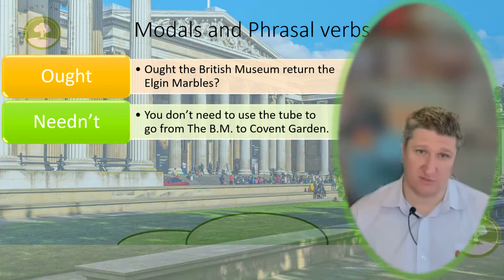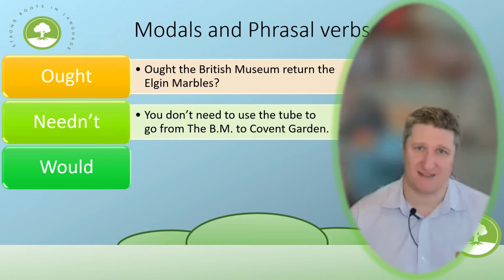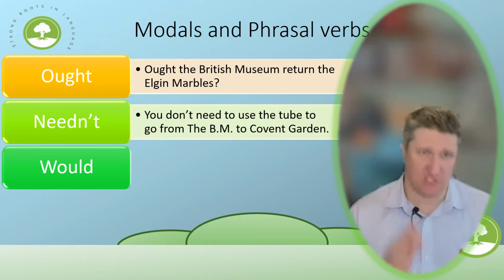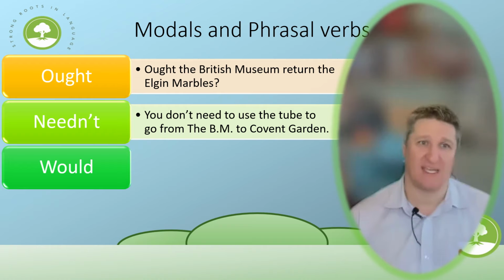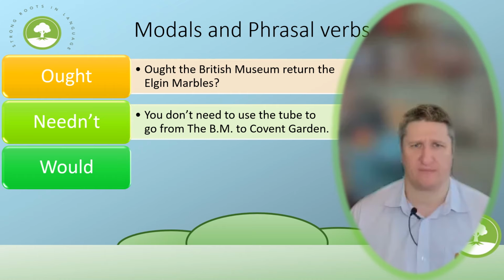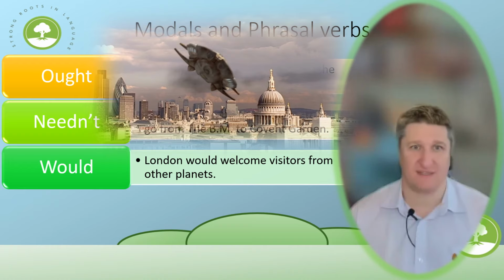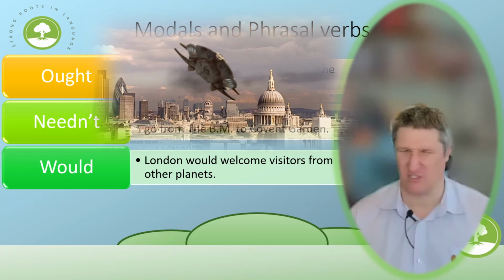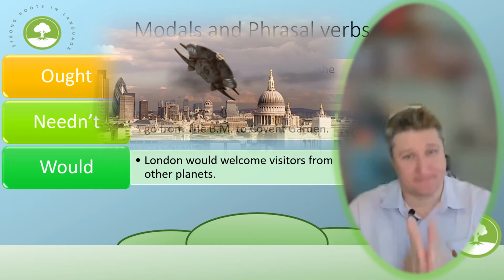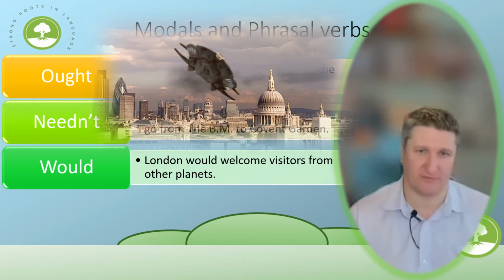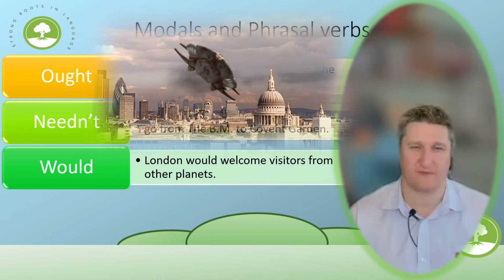You should also be able to use would to express a hypothesis. This is not the same as would have or would like. This is when you say that you would do something in a certain situation. It's strongly connected to conditional forms. For example, London would welcome visitors from other planets. I would live in London if I had to, though I have to say I quite enjoy leaving London at the end of the day. This is, by the way, an example of a UFO that was photographed over London. This is definitely in no way a still from Doctor Who.